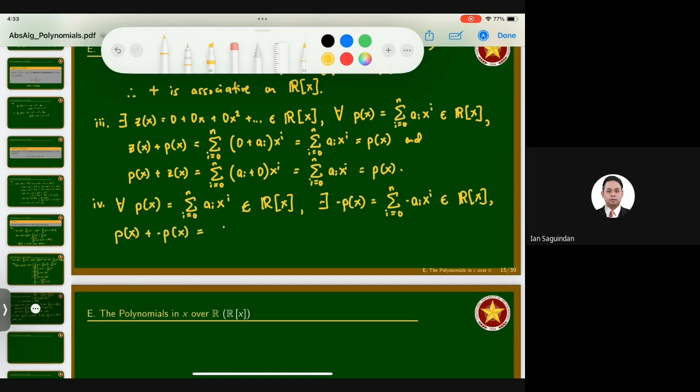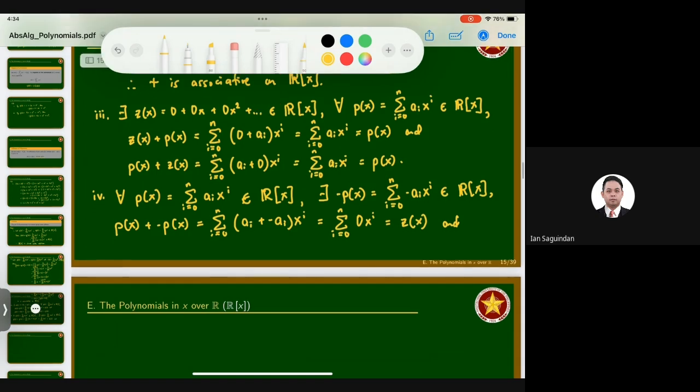So this is actually the summation of all, according to the definition, a sub i plus negative a sub i, x to the i running from 0 up to n, whichever is higher between n and n. So therefore, it should be just n. So this is the summation of all 0 x to the i running from 0 up to n, which is actually the 0 polynomial. And you can do it on the other side.